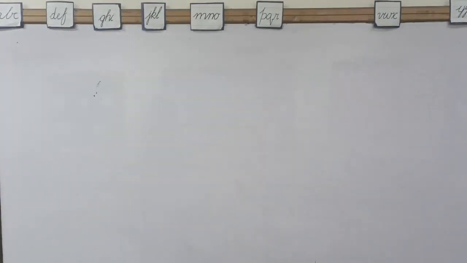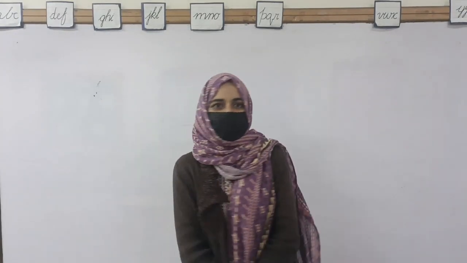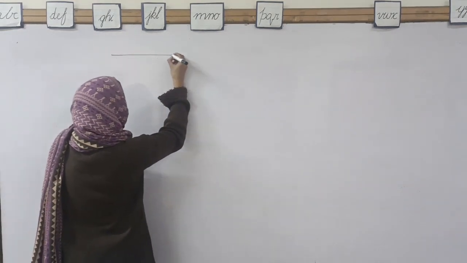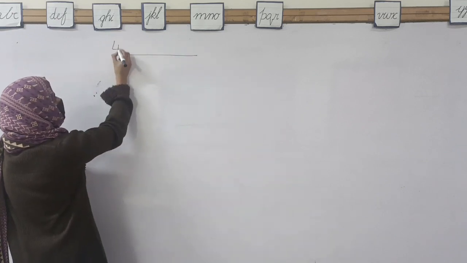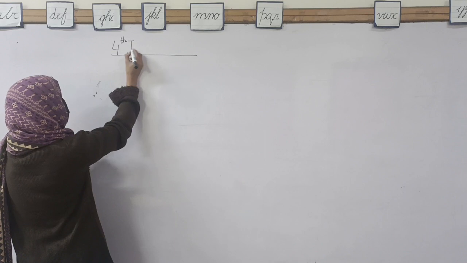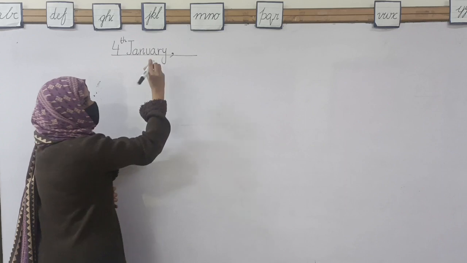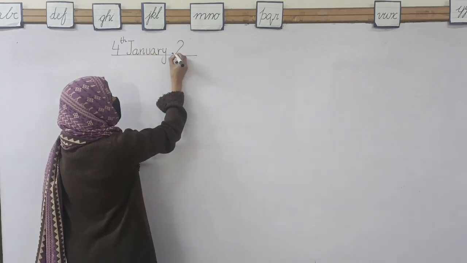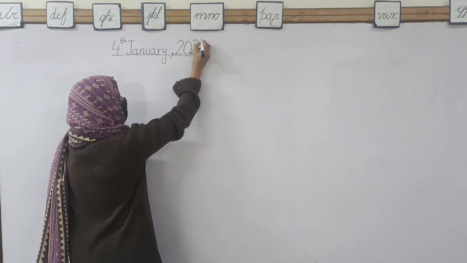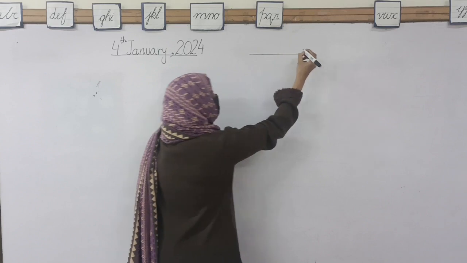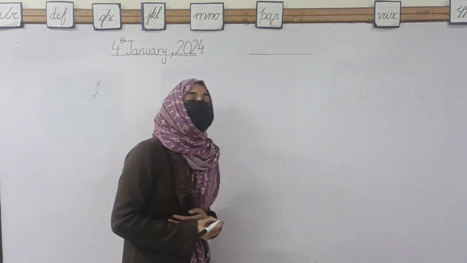Okay, what's the date today? Anyone tell me, what's the date? Yes, Ibrahim, you tell me. Yes, students, today is 4th January 2024. 4th January. Because it's new year and the year hasn't changed. Okay? And the day is Thursday. What's the day? Thursday.